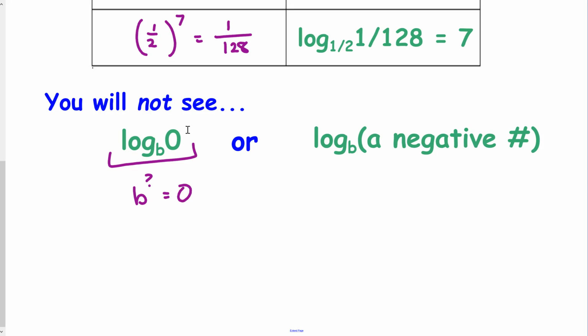You also shouldn't see log base b of a negative number, because that would mean that you're taking your base, a positive number that's not 1, raising it to some power, and getting a negative number. Well, that's not possible. We know that the range of exponential functions is y is greater than 0. So you should always get a positive in this place.